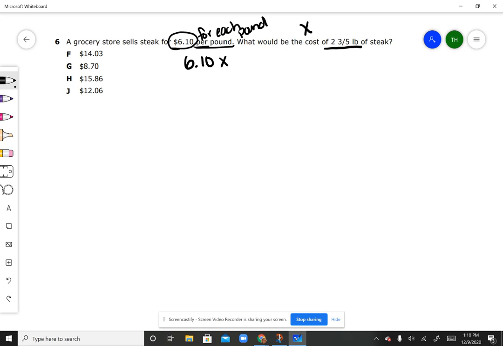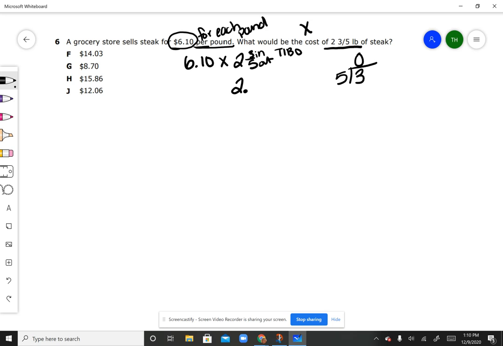$6.10 times 2 3/5. I'm going to first convert my mixed number into a decimal. Okay, my whole number always stays the same. And now I need to convert my 3/5. I know I do that using TBO with top in, bottom out. So 3 divided by 5.